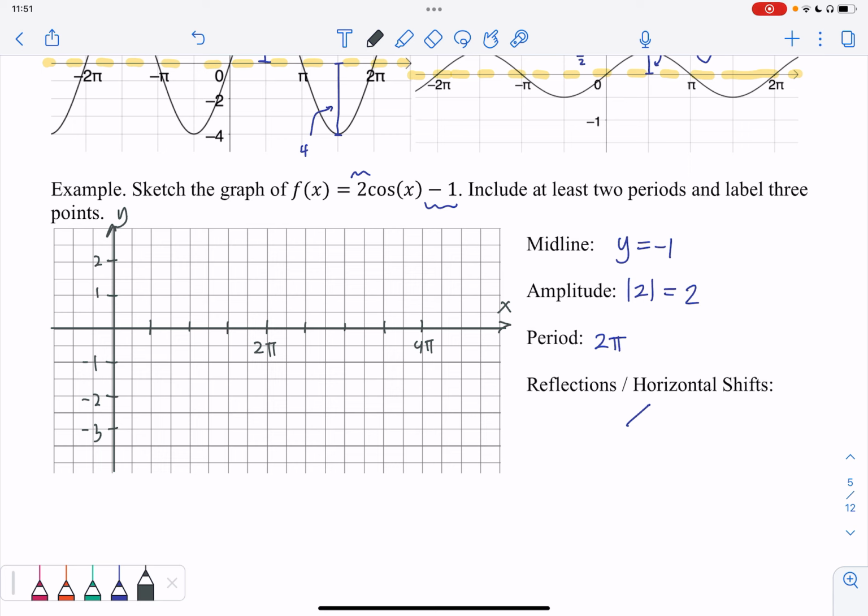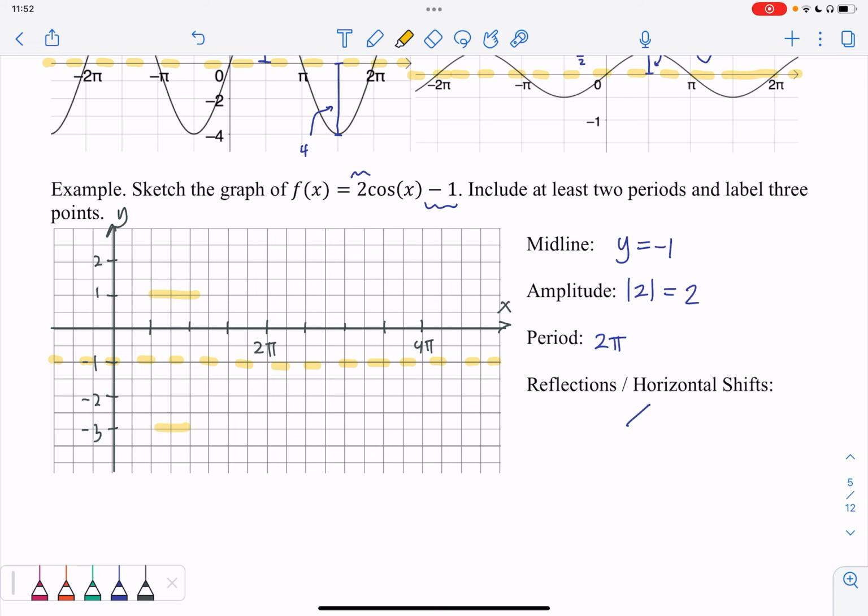So I got to draw in my midline first. If you don't know where to start, always start at the midline. Y equals negative 1. And now if I want to draw in my box, I know that the box should be 2 units above the midline and 2 units below the midline. So 2 units above would be up here and 2 units below would be down at negative 3. So above being at y equals 1.